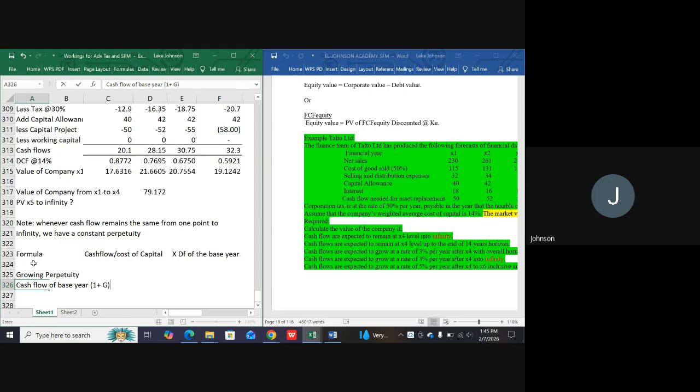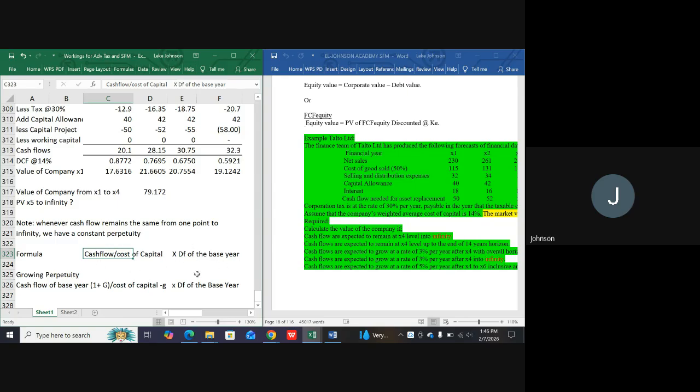When you have that 1 plus G, then you now divide it by the cost of capital. Then the cost of capital, you're going to minus G from it, minus the growth rate from the cost of capital. Then after you've done that, everything you now multiply it by the discount factor of the base year. So what does it mean? It means that your constant perpetuity is cash flow of the base year divided by cost of capital given in the question, all multiplied by discount factor of the base year.